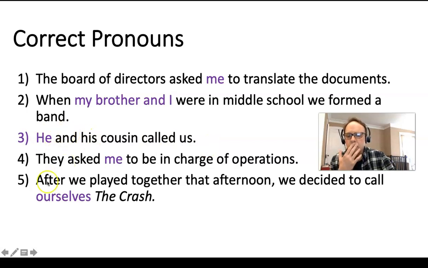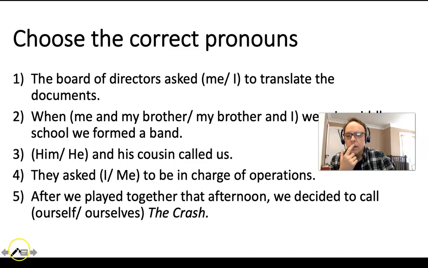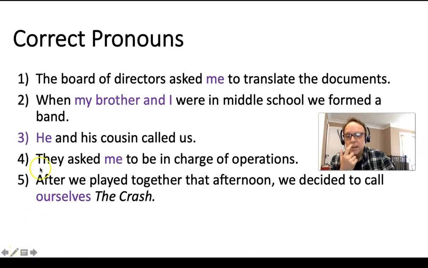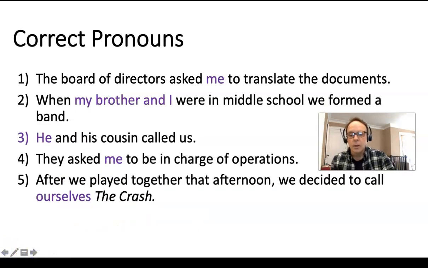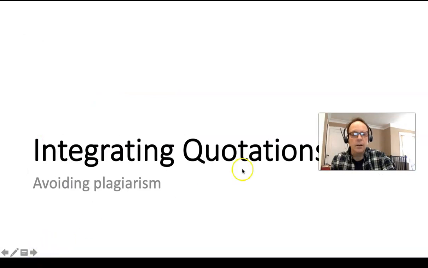What was that one? Let's see the choice on that one. He or him. Yeah, we wouldn't say him called us. They asked me. So not they asked I, because it's a subject. I would be a subject pronoun, but this is an object. After we played together that afternoon, we decided to call ourselves, that's a plural, instead of just ourself, which would be singular. So ourselves. All right. So again, if you got this far, good job.